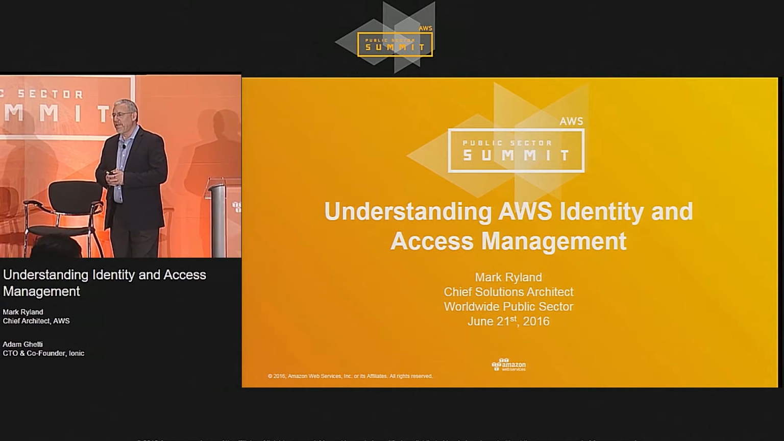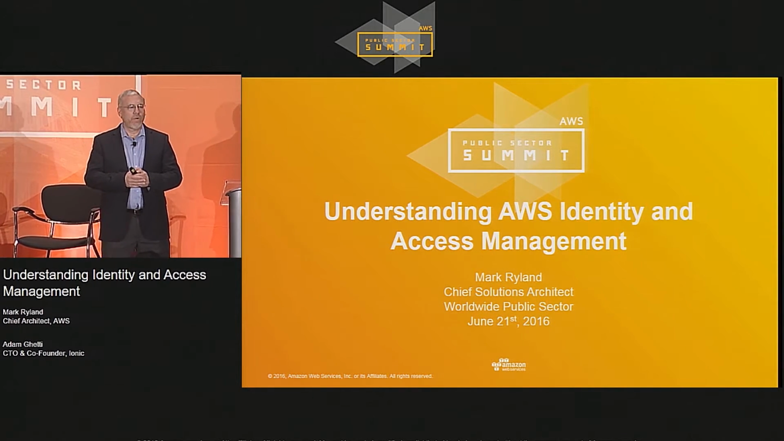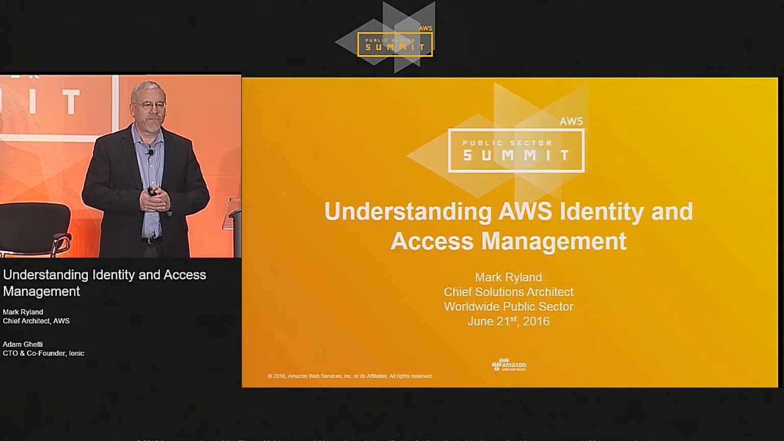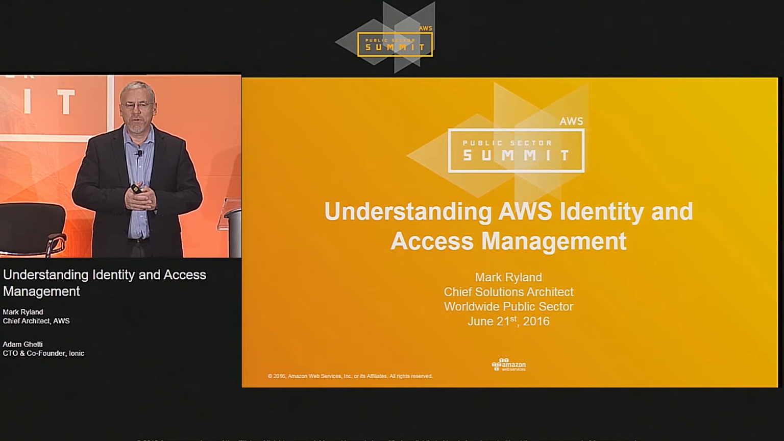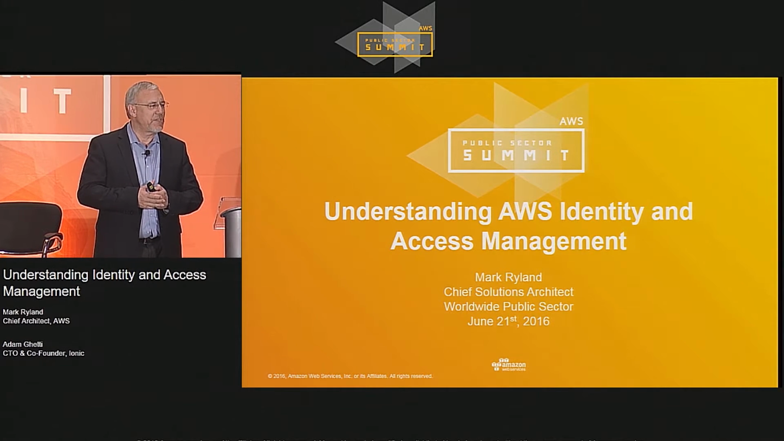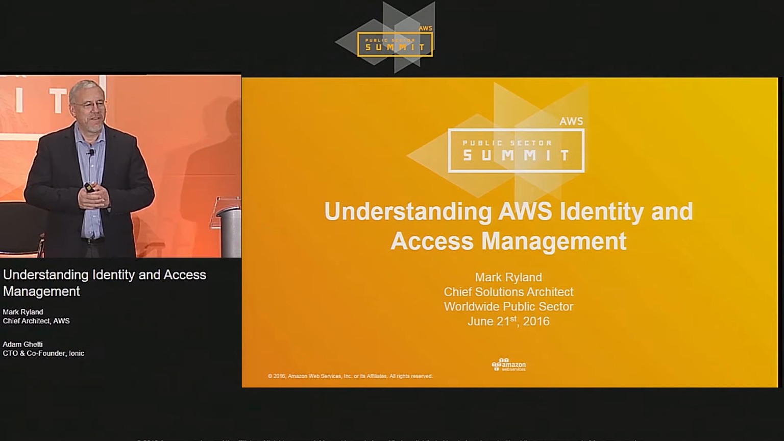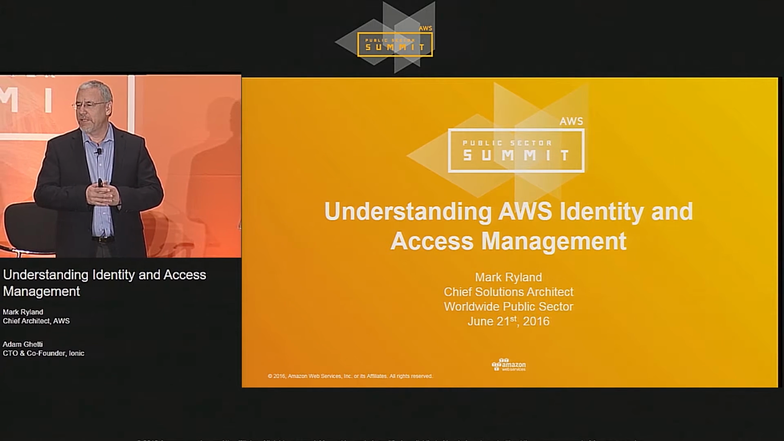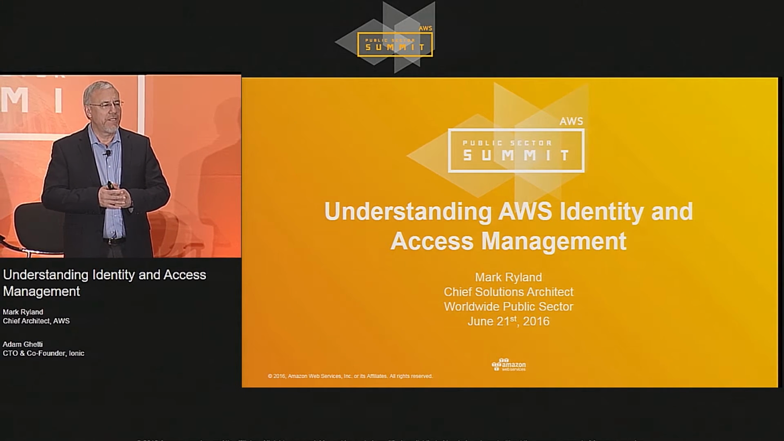My name is Mark Ryland. I'm the Chief Solutions Architect for the Worldwide Public Sector team at AWS. So I have the privilege of hiring and running a great team of technical experts. I try to stay fairly technical myself, although it's hard sometimes. It's a fast-growing organization, big team, but this is an area that I'm particularly interested in, identity and access management.